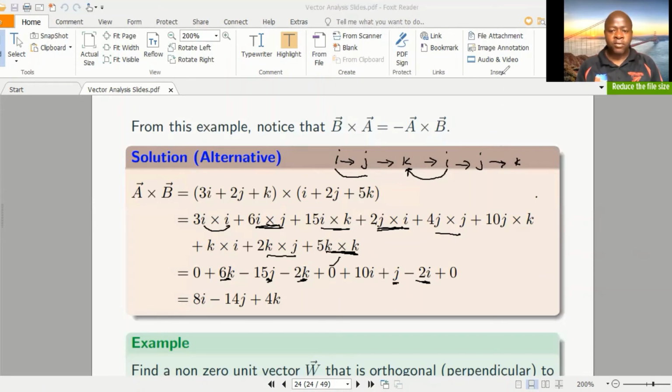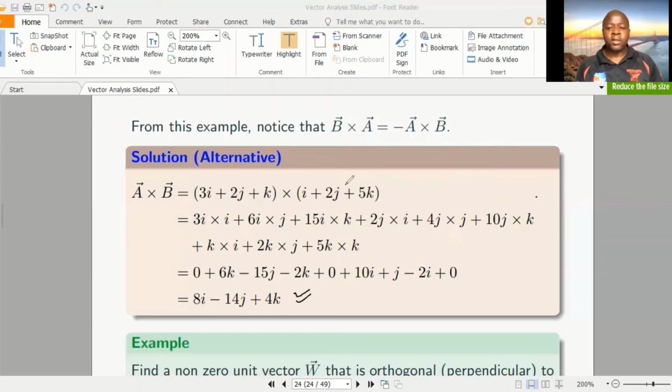So now we simplify by collecting like terms. Let me begin with the i's. I have 10i minus 2i, which is 8i. We go to the j's, 15j, negative 15j plus j. That gives me negative 14j. Then coming to the k's, I have 6k minus 2k, which gives me 4k. So that's the other method you could use. We had looked at that method before.